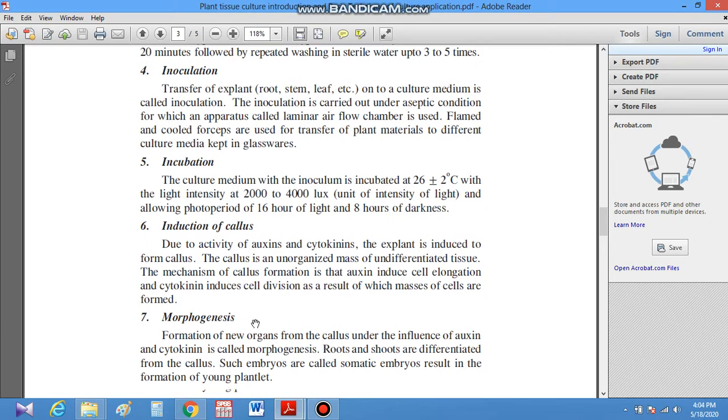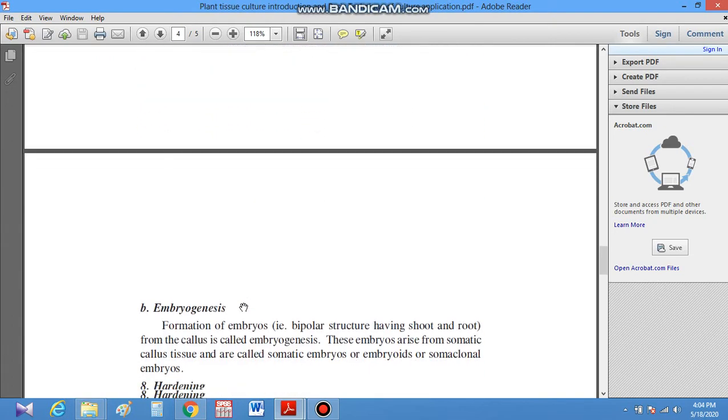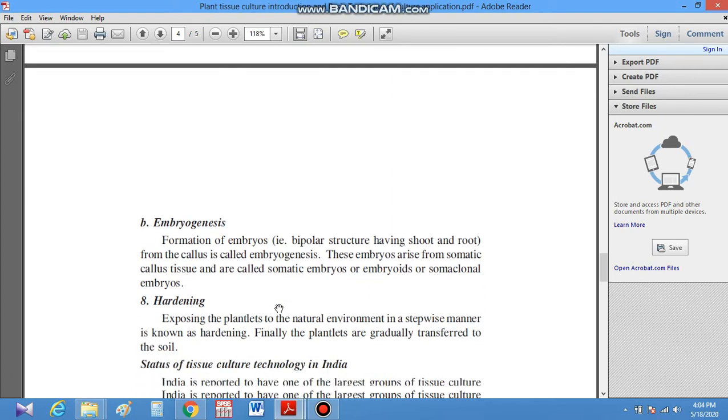Regeneration includes morphogenesis and organogenesis. Morphogenesis means differentiation of organs from callus. The steps are organogenesis and embryogenesis: first there is organogenesis, then embryogenesis, and somatic embryos are developed from it. That process is called regeneration. Plantlets regenerate when a portion of callus is transferred into another medium, and induction of root and shoot takes place directly from the explant. After that there is the step of hardening.